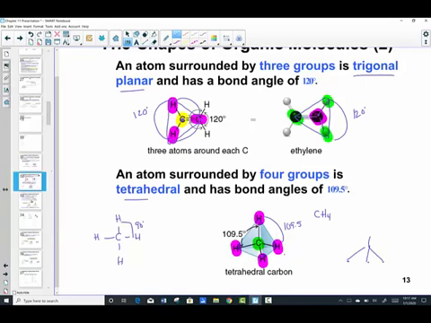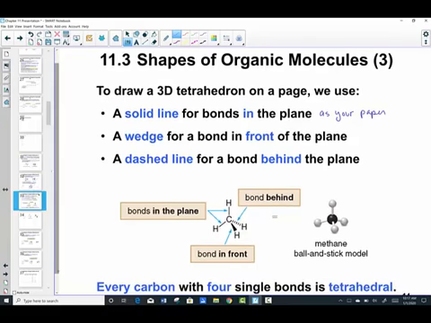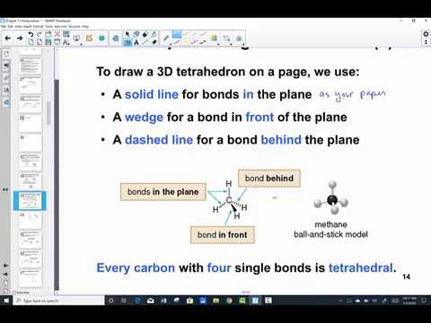When we look at three-dimensional structures, we try to draw the best we can a 3D structure on a flat page. We do so using solid lines for all bonds that lie in the same plane as your paper. We use a wedge to represent bonds that are in front of the paper, and a dashed line to represent any line that goes into the paper, so behind the plane. And here we have an example of that very structure.